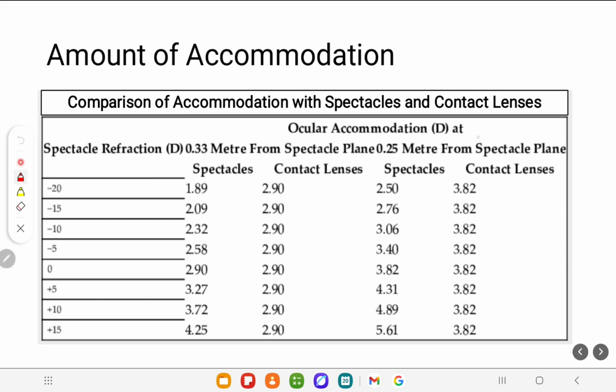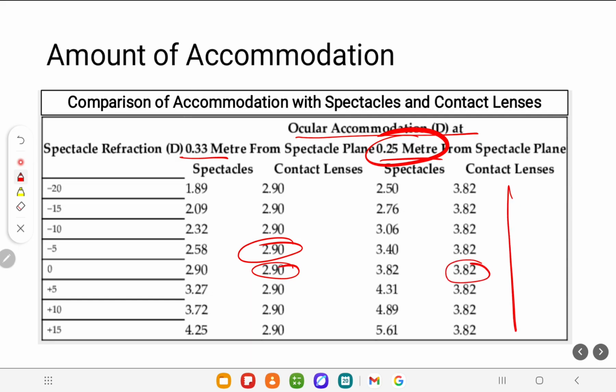The comparison of accommodation: spectacle, ocular accommodation, and the refraction at 0.33 meter and 0.25 meter. See, at 0.25 meter, what you feel is zero diopter. This is two distances, one distance at zero diopter 2.99, and another at zero diopter 3.8. With contact lens, it remains constant, but with myopia and hyperopia, it remains different. See, with spectacle, accommodation decreases in myopia. At the same time, accommodation increases in hyperopia as compared to 2.9.